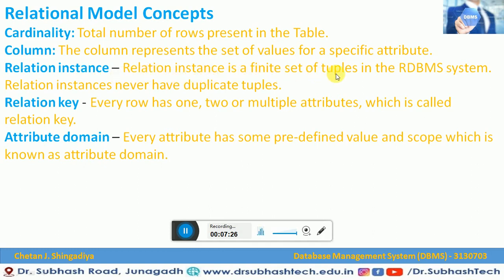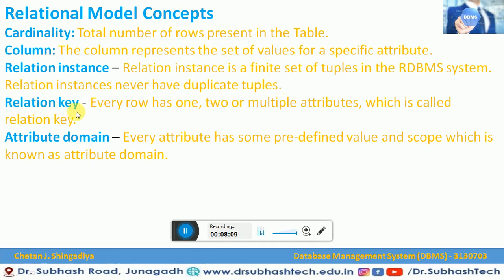Then what is relational instance? Relational instance is a finite set of tuples in the RDBMS system. What is RDBMS? That is Relational Database Management System. This never has duplicate values. Let me define it once again. Relational instance is a finite set of tuples in an RDBMS system. Now what is that finite set of tuples? Finite set of tuples means the number of tuples that we can measure. That means we can calculate how many tuples we have in an RDBMS system. And another thing about relational instance is that it doesn't have duplicate tuples in its relation.